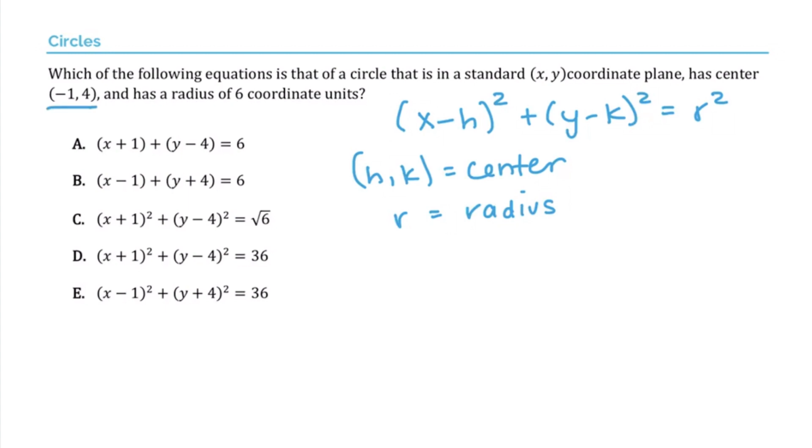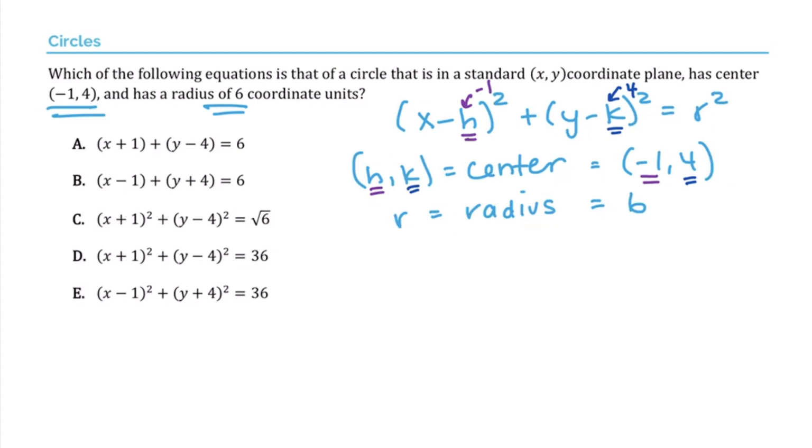So what have they told us? They've told us that it has a center of (-1, 4), which means that we want our center to be (-1, 4), and it has a radius of 6. So we're going to want our r to be 6. I'm going to use a lot of color coding here. Here's my h. I'm going to take -1 and plug it in for h. Then notice my k. I'm going to plug a 4 in for k.